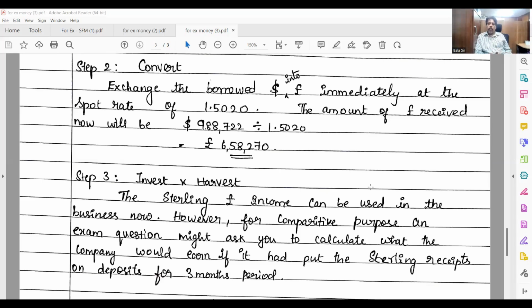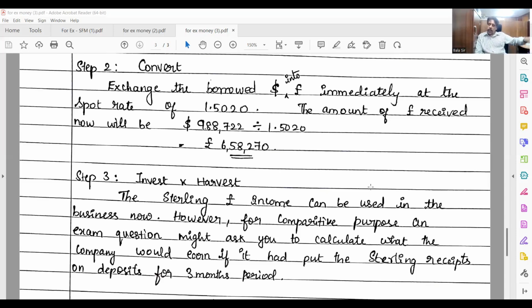And how many pounds do you get? 658,270 pounds. This is the number of pounds you'll get from the banker, a forex dealer, to whom you sell these dollars. When you sell these dollars, you'll get this many pounds. That is step number 2. And be safe, just hold those pounds with you. I'll tell you what to do with those pounds in step number 3.